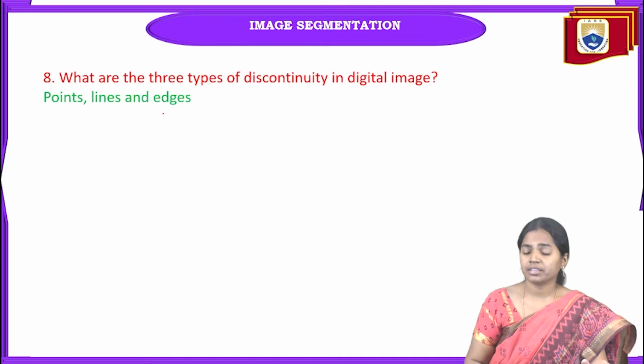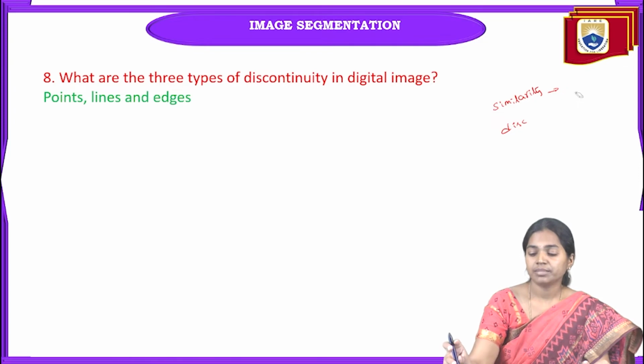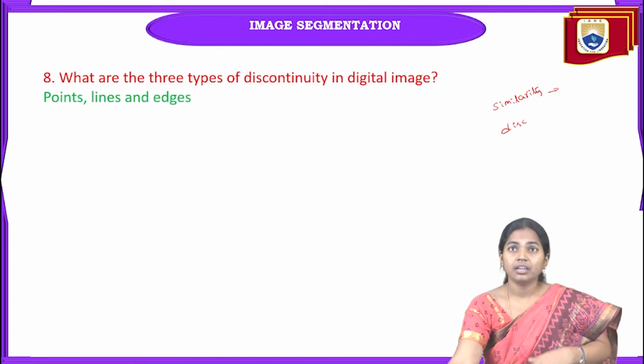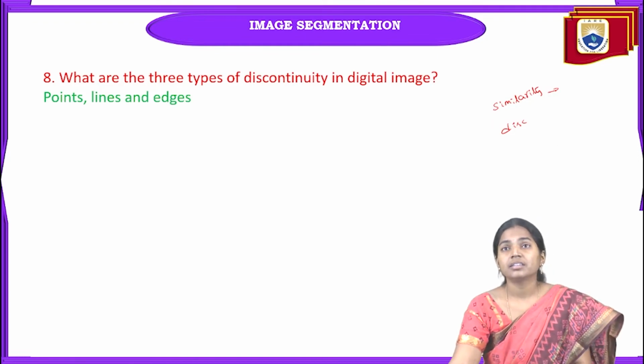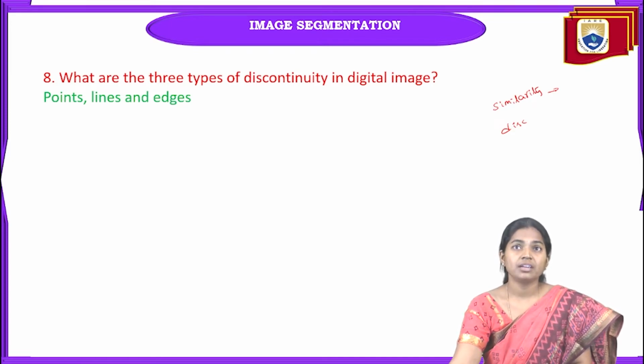Discontinuity, in image processing, is contrasted with similarity. Similarity means that in an image, adjacent pixels and neighboring pixels have the same gray level. Discontinuity means adjacent or neighboring pixels have different gray levels, so some discontinuity will occur. So we detect discontinuity in a digital image based on points, lines and edges.